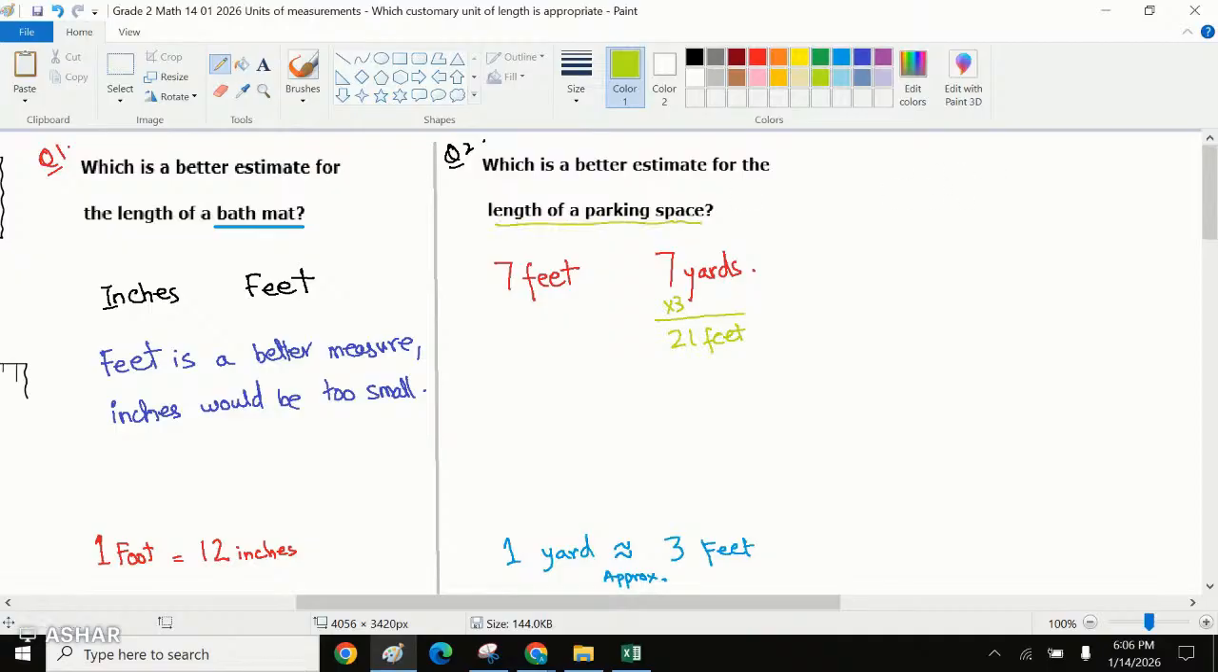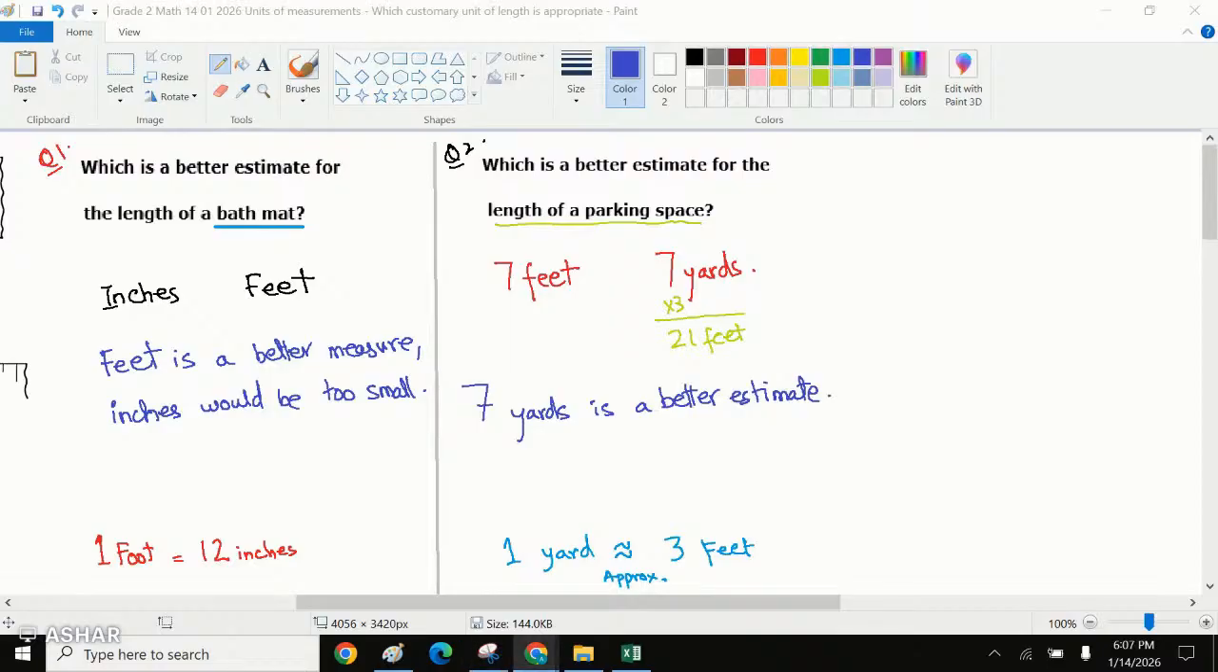That means we would consider 7 yards a better estimate for a parking garage, right? Do we agree? I'm just taking an approximate value. It doesn't have to be exact. I'm taking 1 yard to be 3 feet. Okay. Thank you so much for your answer.